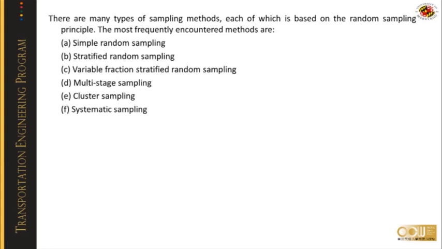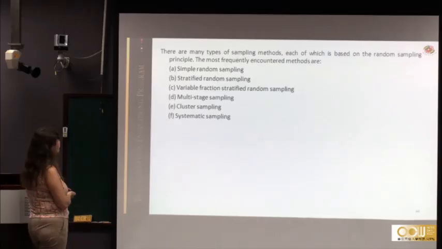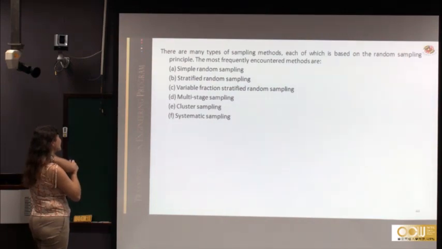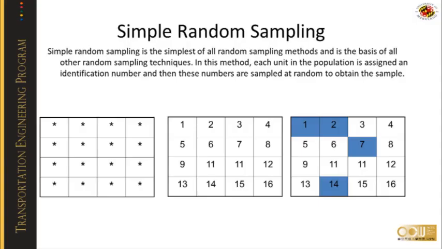So there are many types of sampling. In many cases we work with simple random sampling, but we also have stratified random sampling, variable fraction stratified random sampling, multi-stage sampling, cluster sampling, and systematic sampling.